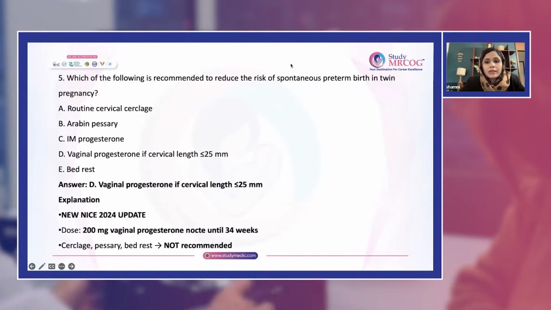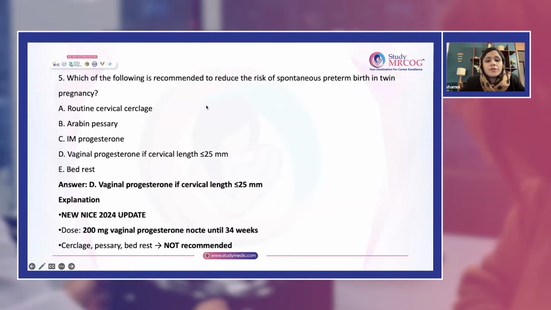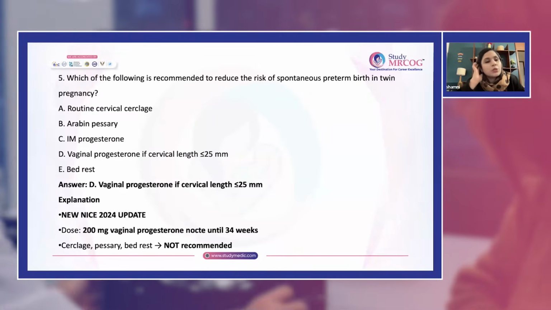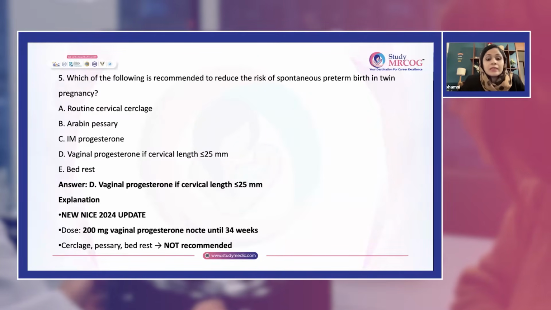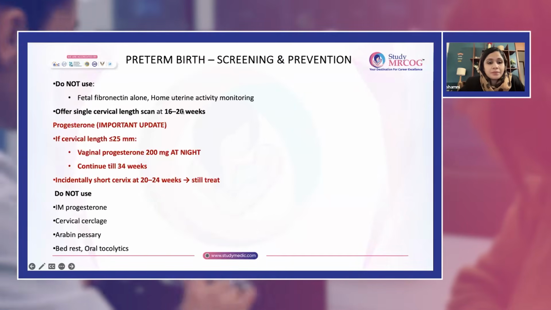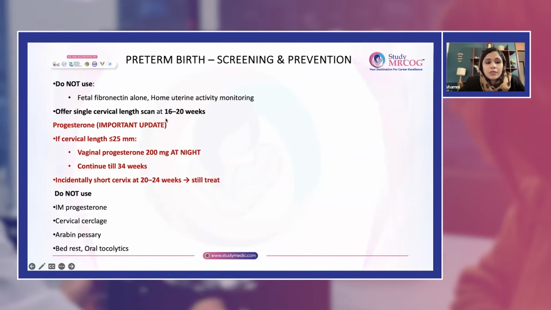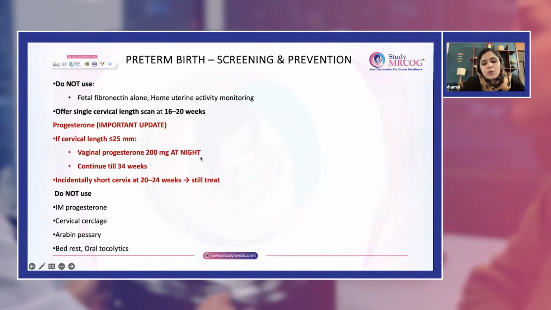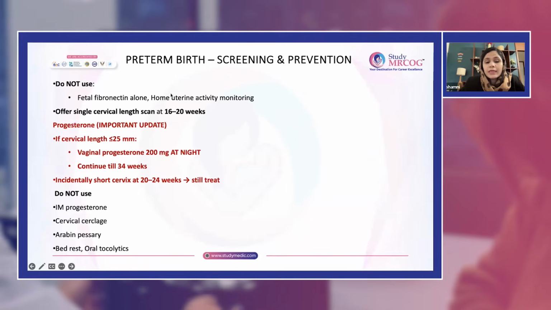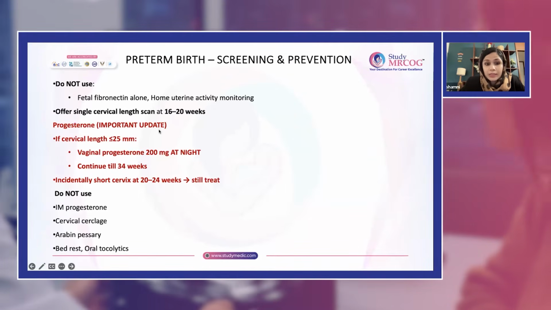So let's discuss the next question. Which of the following is recommended to reduce the risk of spontaneous preterm in twin pregnancy? This is a new update in 2024 NICE guideline. So basically, I want to tell you that here we know that twins are at increased risk of preterm labor, and we are going to offer a single cervical length screening at 16 to 20 weeks.